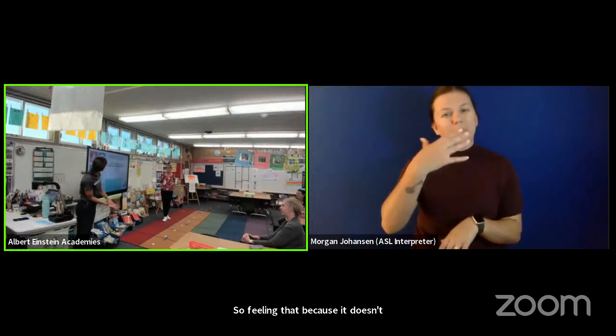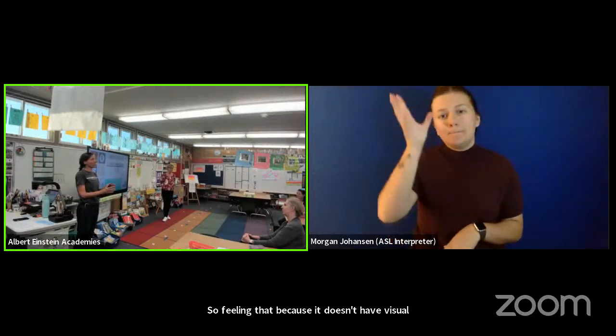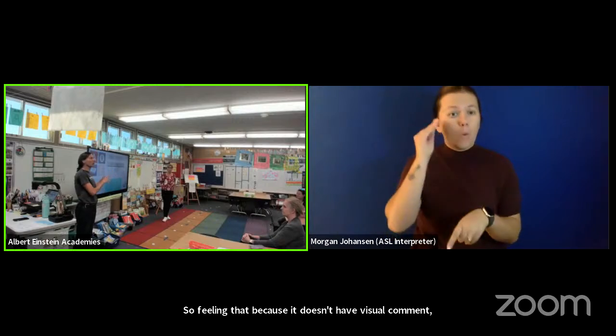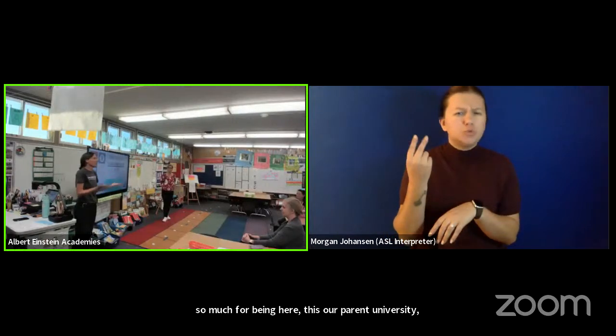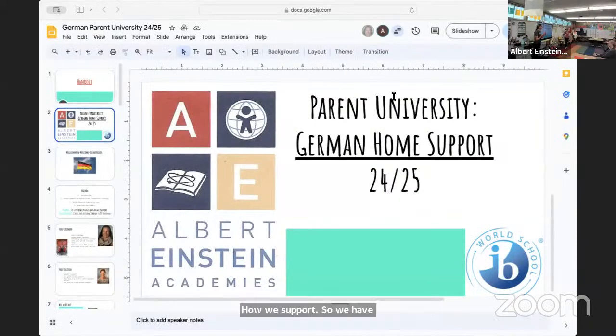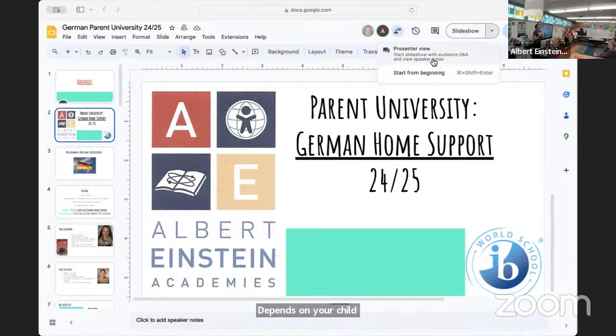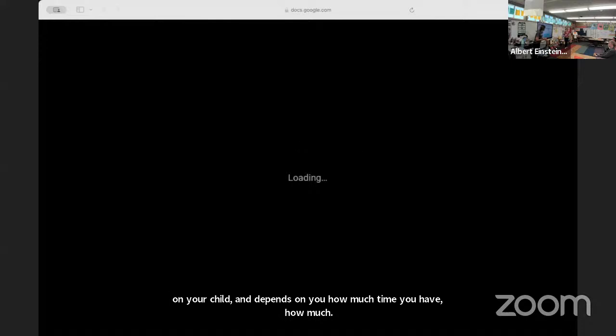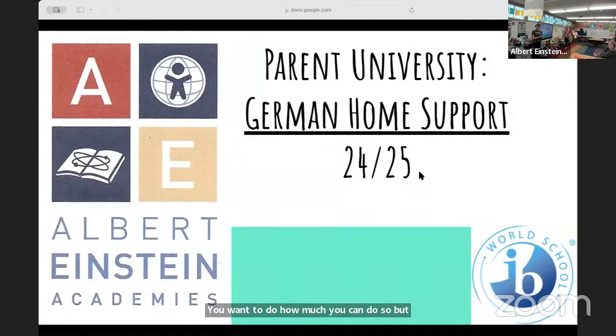This is our Parent University German Home Support, and if you've been here like 2-3 years ago, it's going to be very similar because how you support is how you support. So we have some new information in there, but it really depends on your child and depends on you, how much time you have, how much you want to do, how much you can do. But we try the best we can to talk to you about how you can support your student at home.